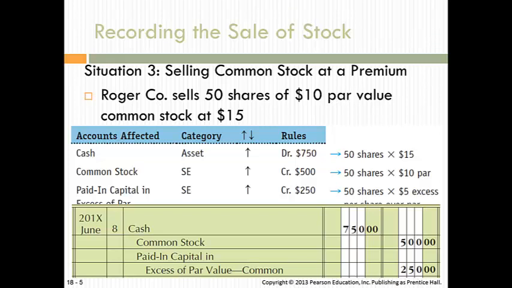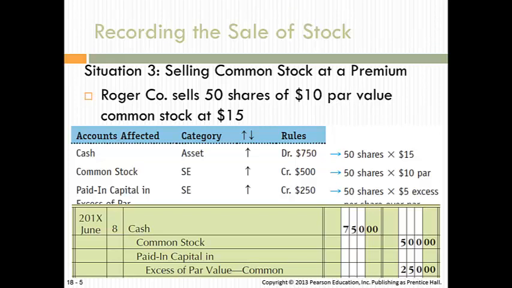So let's analyze this transaction. Roger sold 50 shares. The par value of each share is $10. The company sold the shares for $15 each. Notice the wording here where it says at $15. This means it sold the shares for that price. We determine the cash by multiplying the number of shares sold by the price. We have 50 shares multiplied by the price of $15 per share, which is $750. So we debit cash for $750.